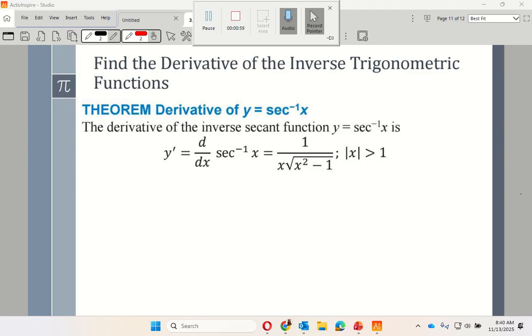Why is that? I have some restrictions here. Why is it that the absolute value has to be greater than 1? Because of the square root in the denominator. Okay, so can it be 1? No. It cannot be 1 because 1 minus 1 is 0. And can I have 0 in the denominator? No. I cannot have 0 in the denominator. So that is a restriction on my domain. So it has to be greater than.